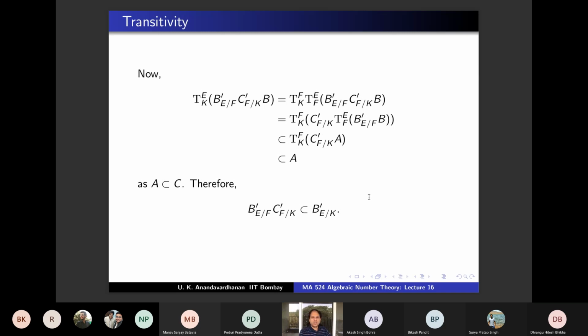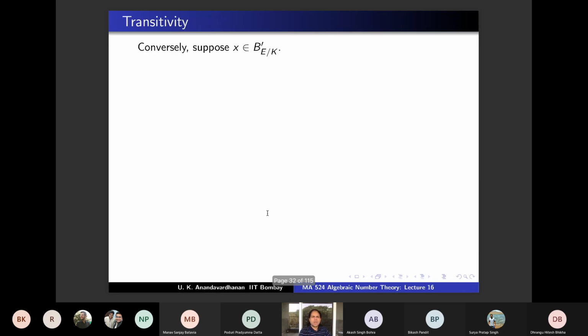Now, what about the other direction? For the other direction, suppose x belongs to B prime E over K. Now you have to show that x belongs here in this product. So suppose x belongs to B prime E over K. Then by definition, trace from E to K of xb is contained in A. That's the definition. But what is trace of xb? Trace of xb is, by transitivity of trace, E to F and F to K.